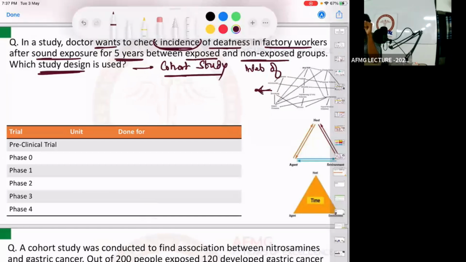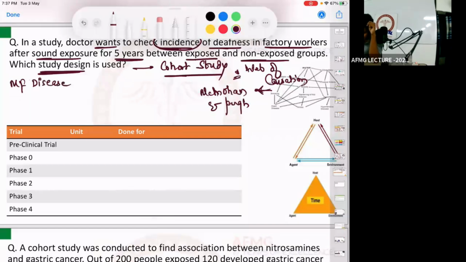This is known as the web of causation, and web of causation was given by McMahon and Pugh. Multifactorial disease causation theory was given by, very good, Pat and Crawford. Multifactorial disease causation theory was given by Pat and Crawford. Then the theory of spontaneous generation.